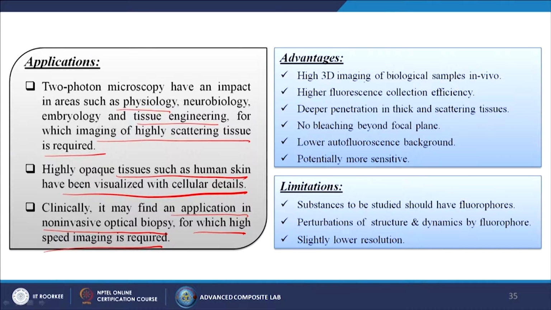Advantages: high 3D imaging of biological samples in vivo, higher fluorescence collection efficiency, deeper penetration in thick and scattering tissues, no bleaching beyond the focal plane, lower autofluorescence background, potentially more sensitive. What are the limitations? The substance to be studied should have fluorophores, perturbations of structure and dynamics by the fluorophore, and slightly lower resolution. So, now we have come to the last part of this particular lecture.